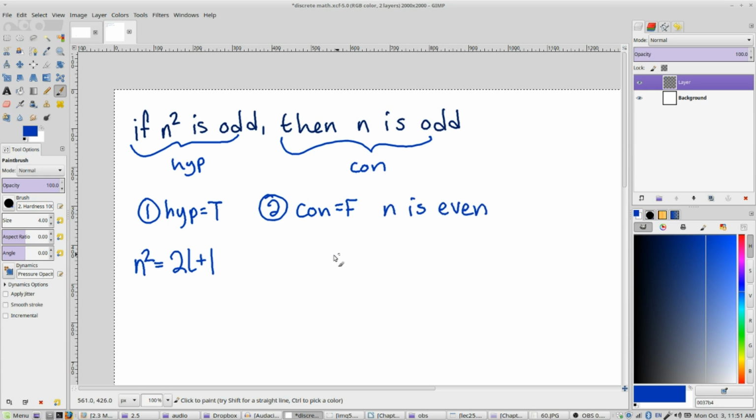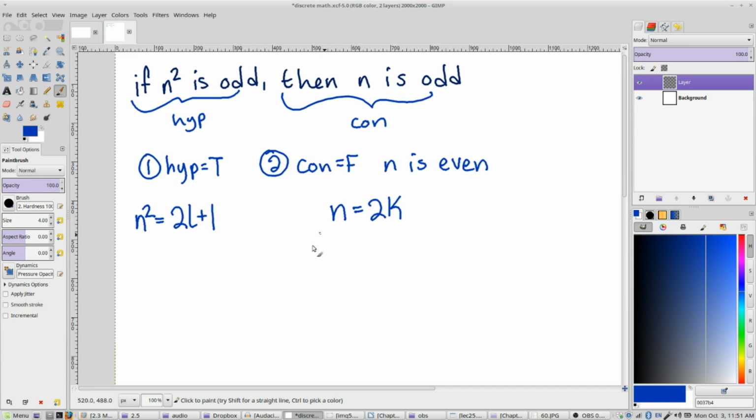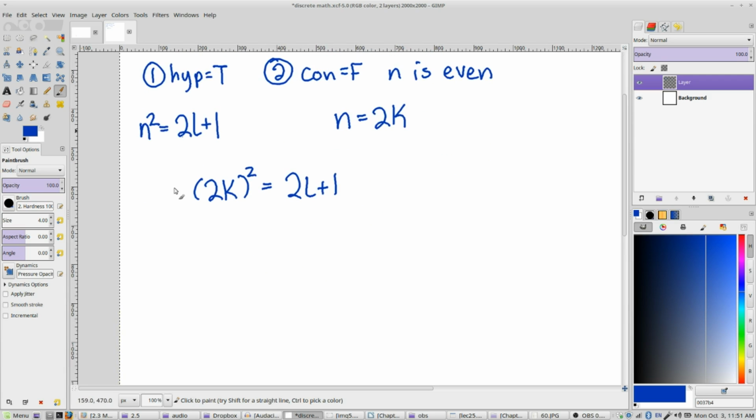So we'll say n itself is equal to some even number. And then we just do the same sort of thing. 2k squared should be equal to 2l plus 1. And then we just simplify. So 4k squared, and I'm just going to already go ahead and move the 2l over, minus 2l equals 1.